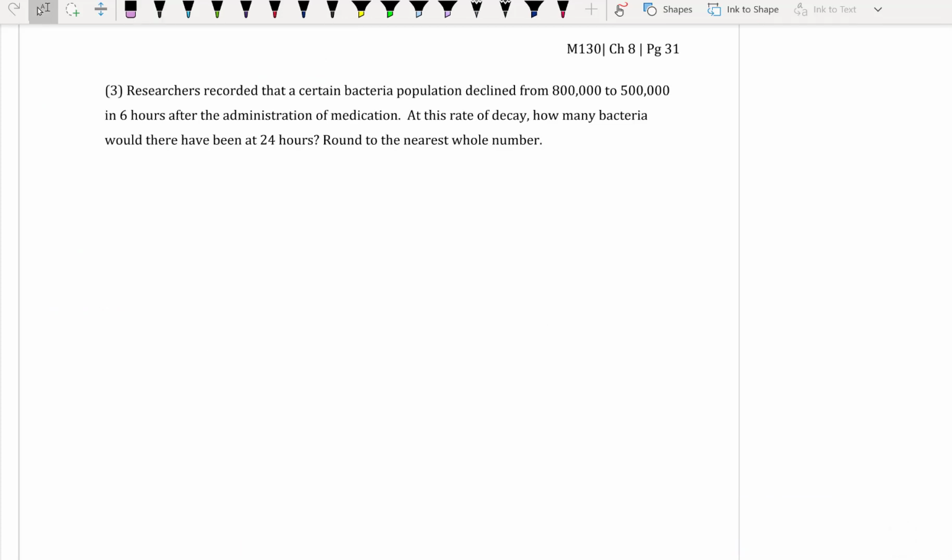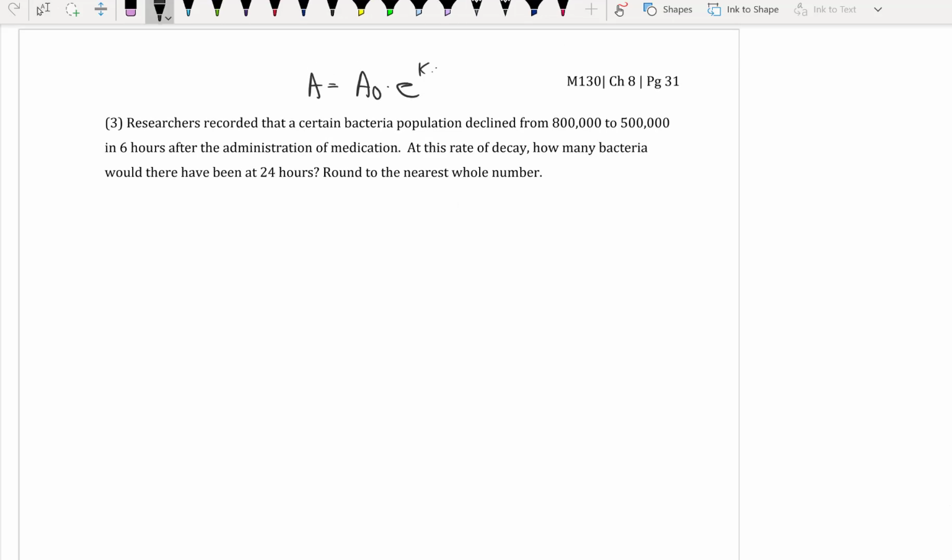So for number 3, it says, researchers recorded that a certain bacteria population declined from 800,000 to 500,000 in 6 hours after the administration of medication. At this rate of decay, how many bacteria would there be at 24 hours? Round to the nearest whole number. So we have our final amount is equal to our initial amount times e to the k times t. Remember, that is going to be the same formula that we've been using.